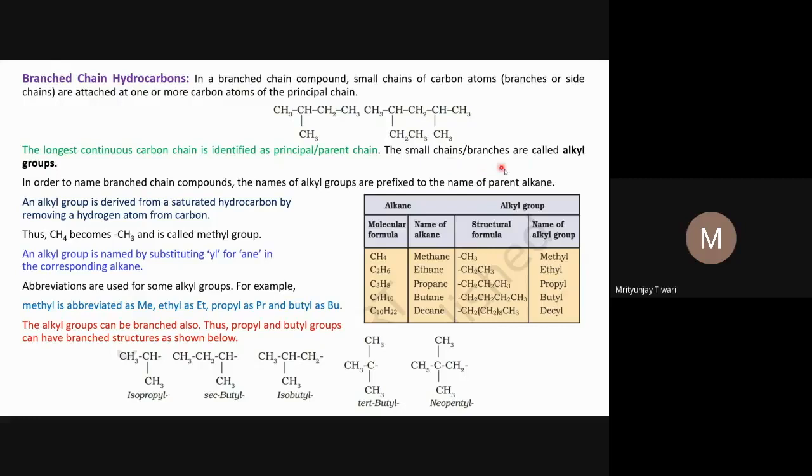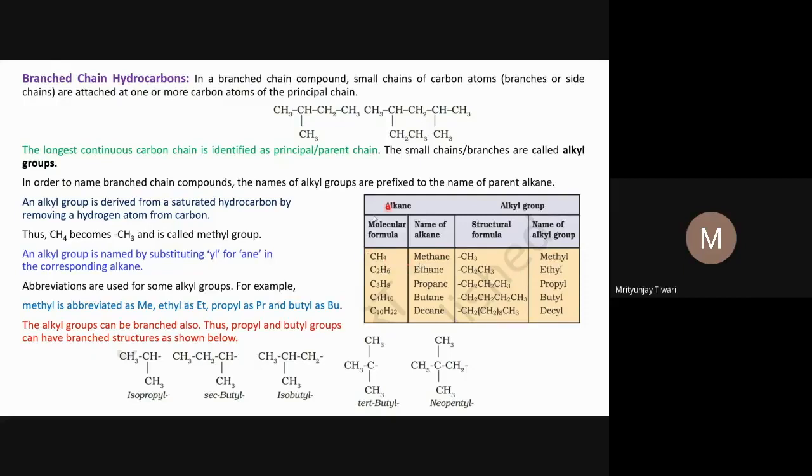So the small chains or branches are called alkyl groups, as I have been naming them: ethyl, methyl, propyl, which I have already explained. In order to name branched chain compounds, the names of alkyl groups are prefixed to the name of the parent alkane. So the name of the alkyl group is prefixed to the name of the parent alkane.